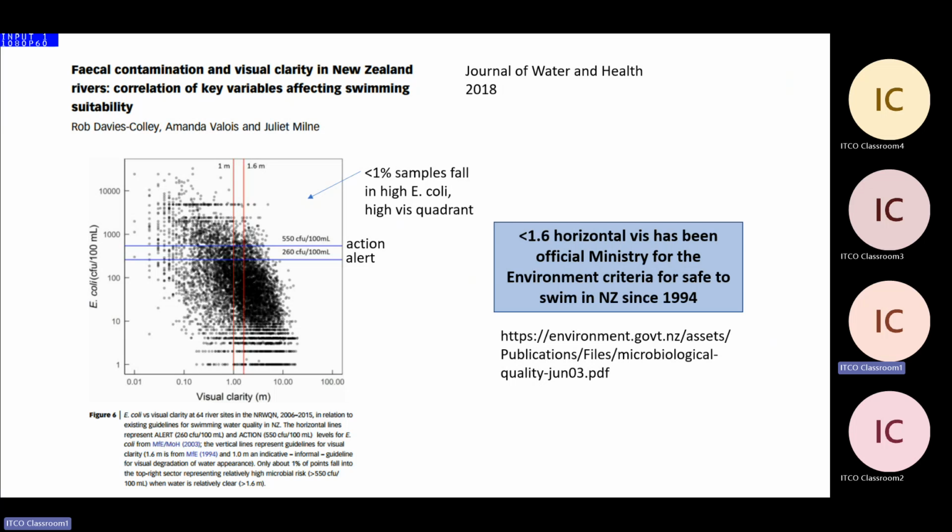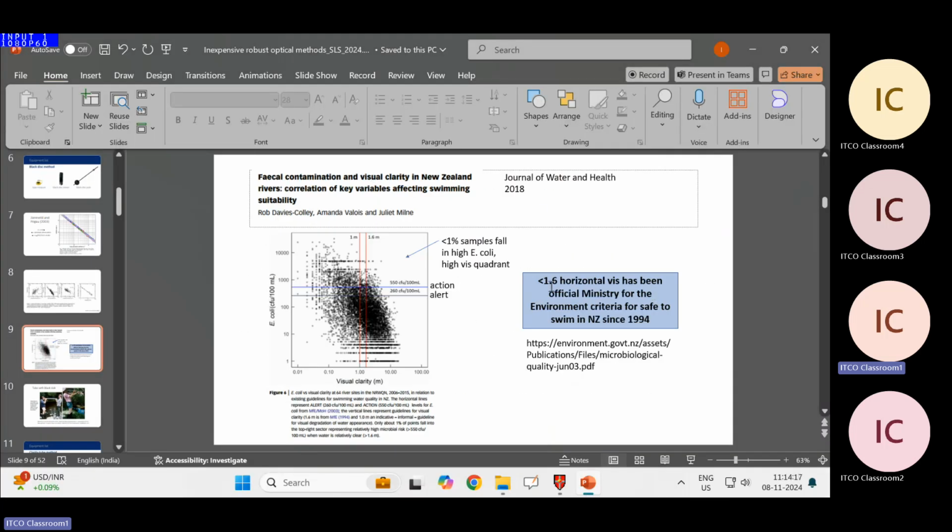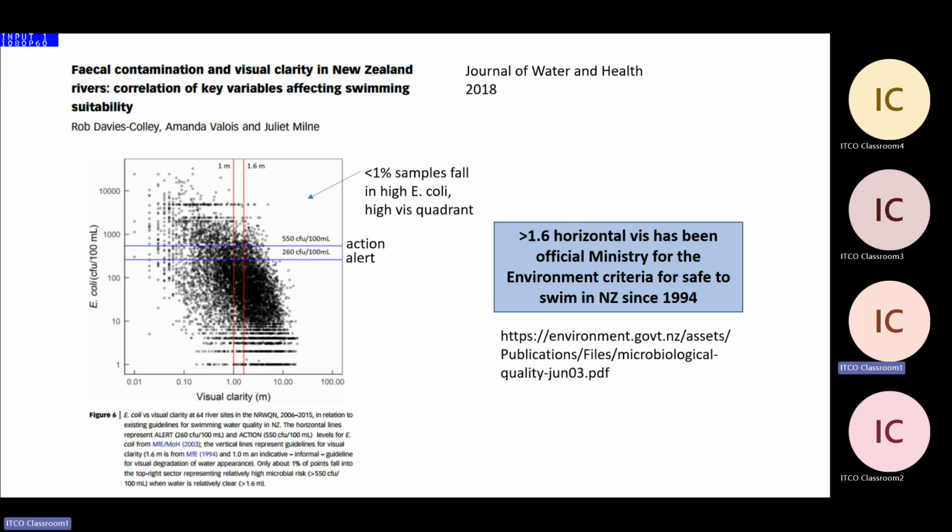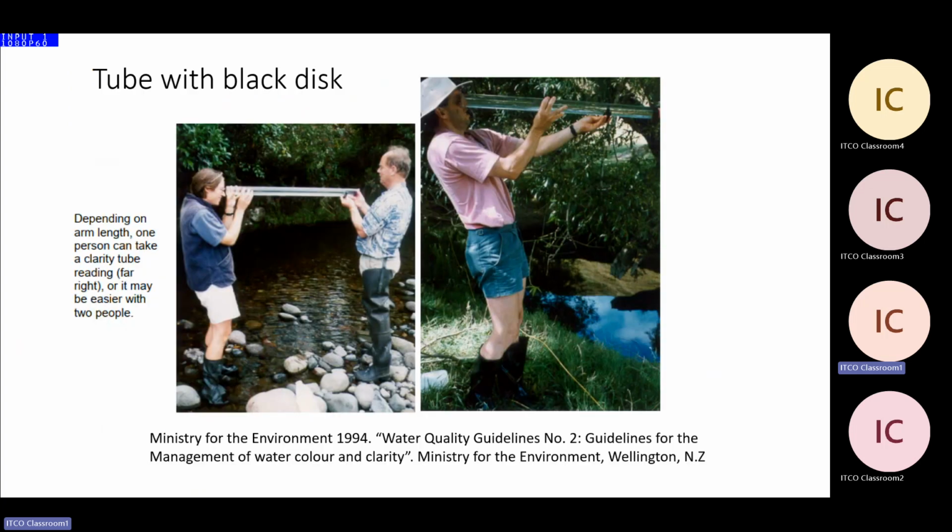It should be larger than 1.6 horizontal visibility. If it's larger than 1.6, you're in this quadrant up here where less than 1% of samples fall in high eco light. So this is actually the one I saved to the disk for everybody to have. It's a practical, cheap way that people can assess visibility and assess the health of their water in lakes.